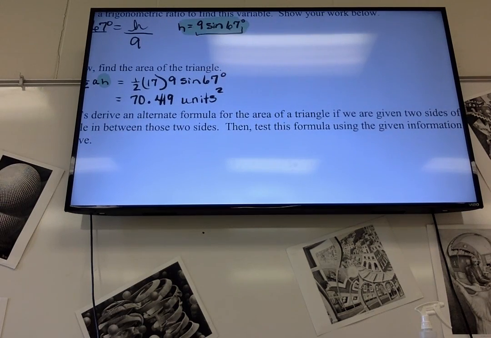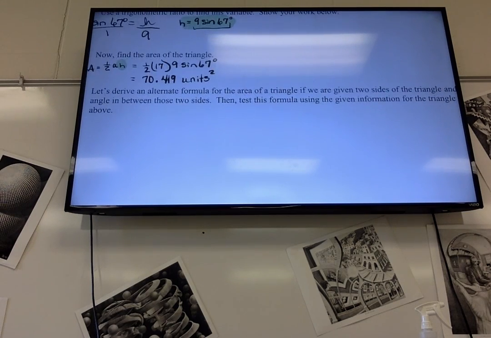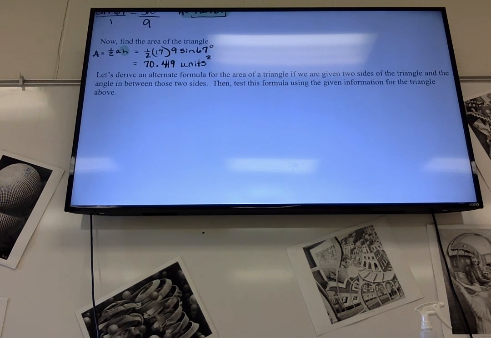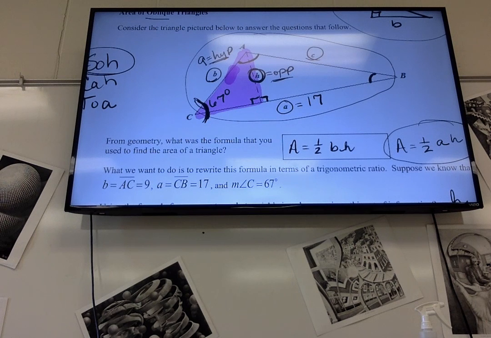So now we're going to come up with a formula that we can use for an oblique triangle, basically based on what we just did up here. So we know the area is equal to 1/2. And then what we did up here was we took 17 times 9. Those are called consecutive sides because those sides come together at a point. So any two sides that come together at a point I can use.